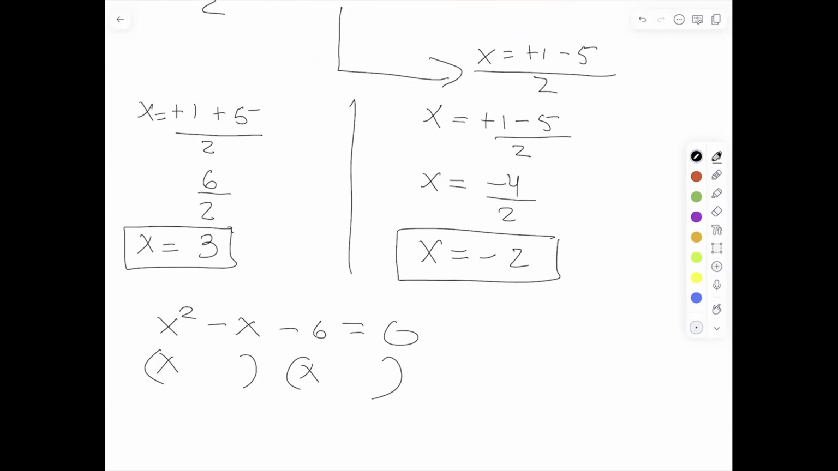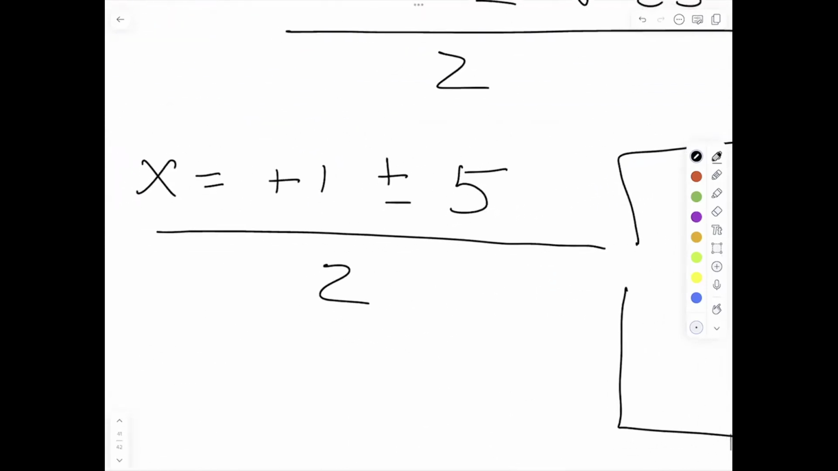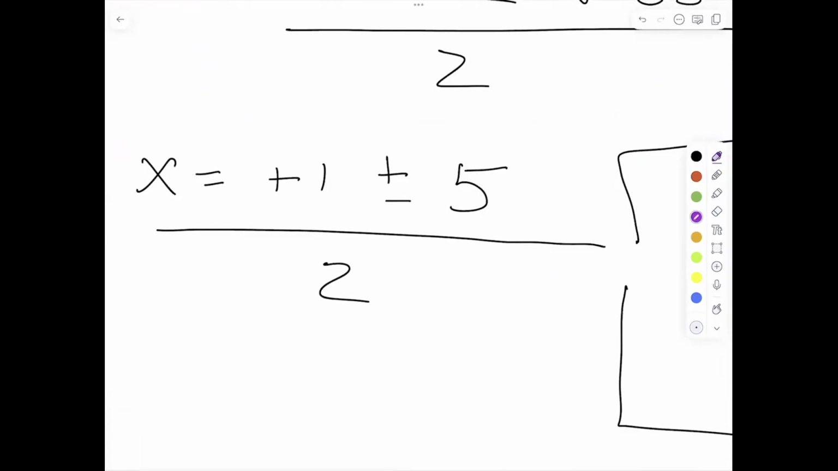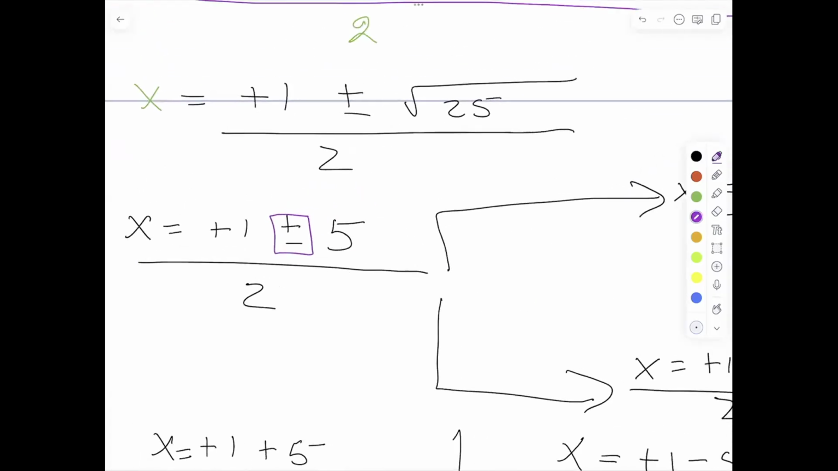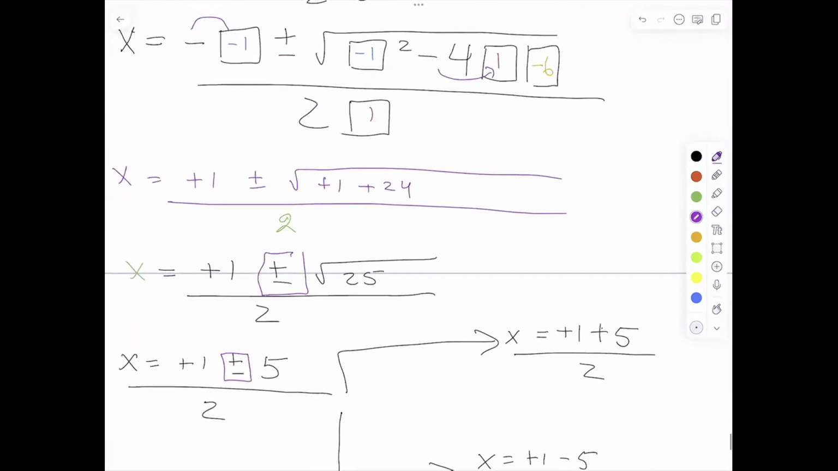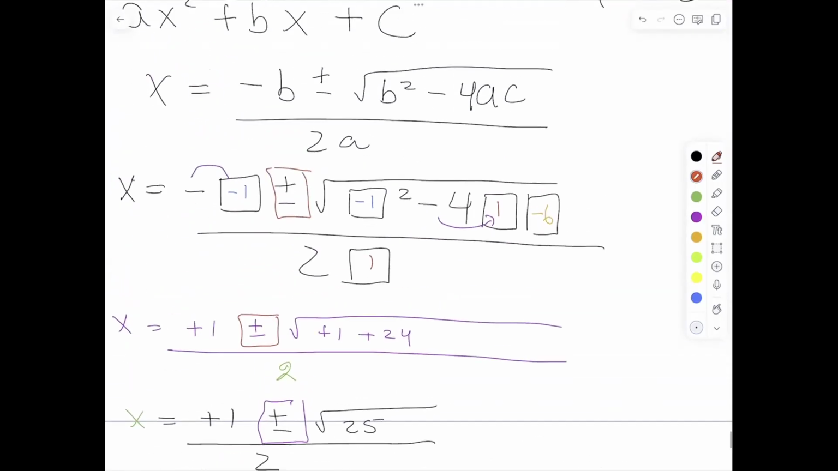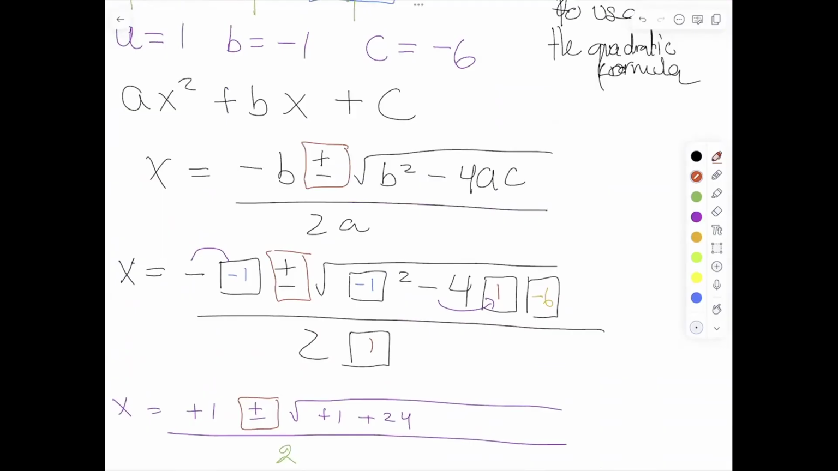How do you get a positive 5 when it says positive and negative? Good question. Look right here. I love that question. That's a very good question. Look right here.